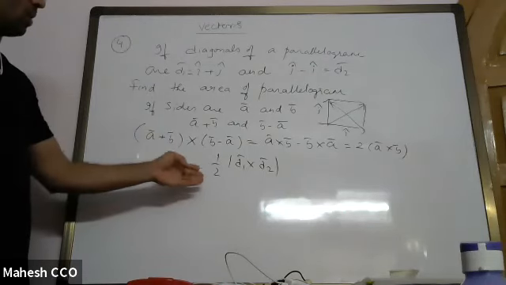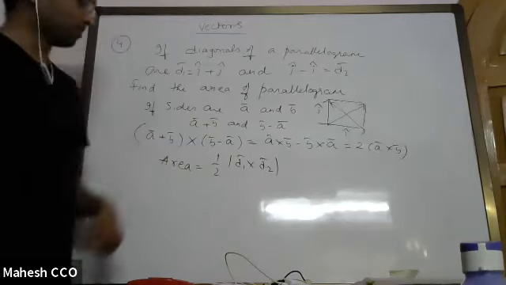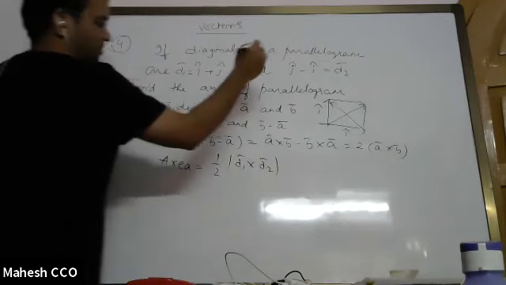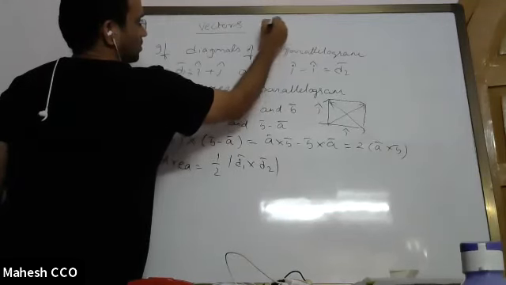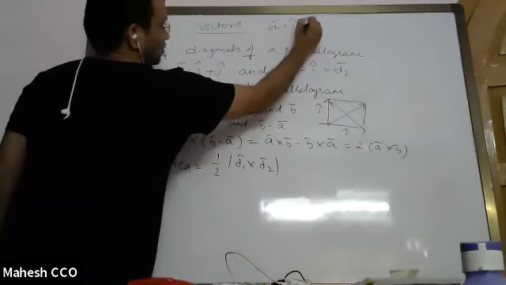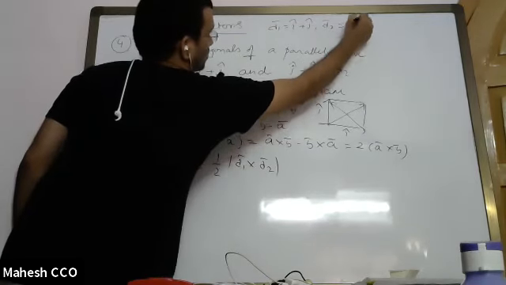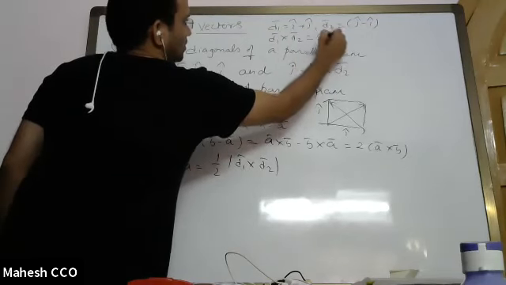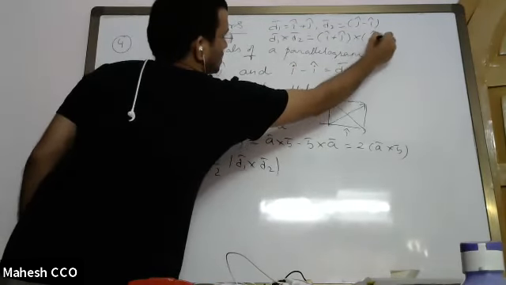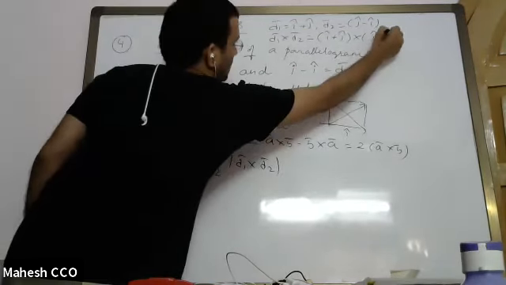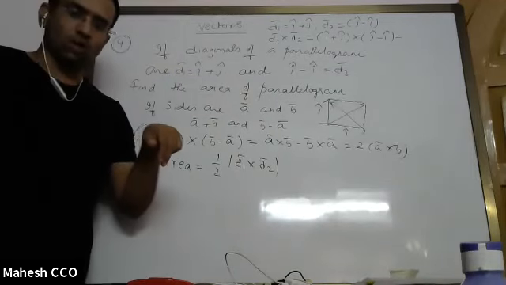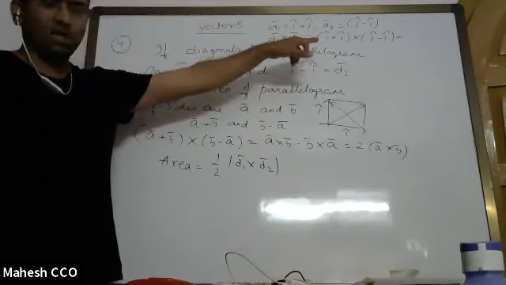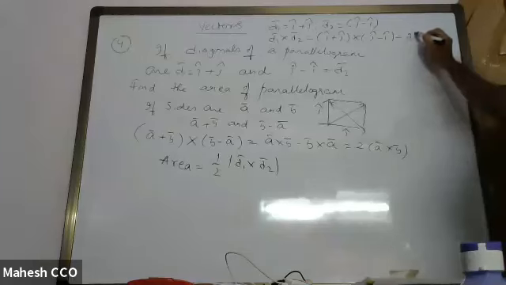Now let us see whether by doing half into d1 bar cross d2 bar we'll get 1 or not. What is d1 bar cross d2 bar? I'll do it at the top. Now d1 bar cross d2 bar is equal to i cap plus j cap cross j cap minus i cap. That is equal to i cross j is k, j cross i is minus k, but j cross minus i we have, so it will be another k, and i cross i or j cross j will be zero, and therefore this will be 2k cap.